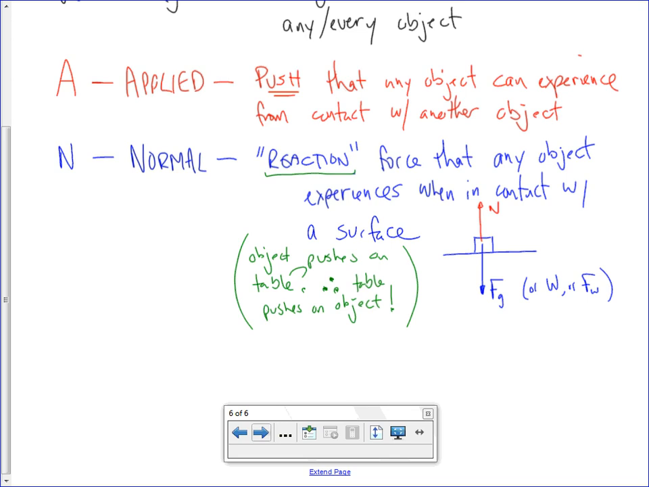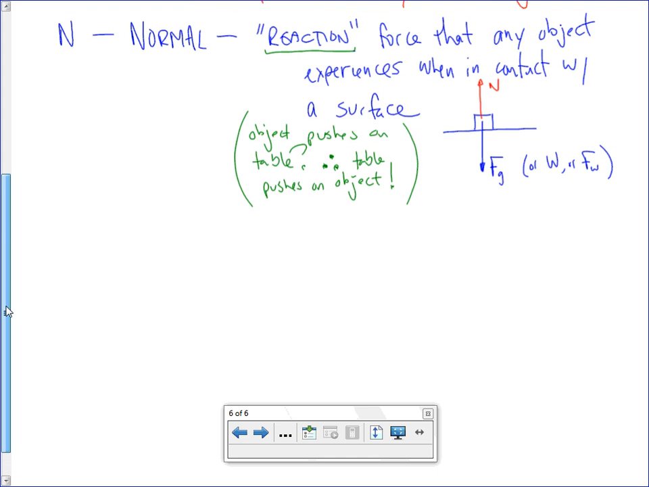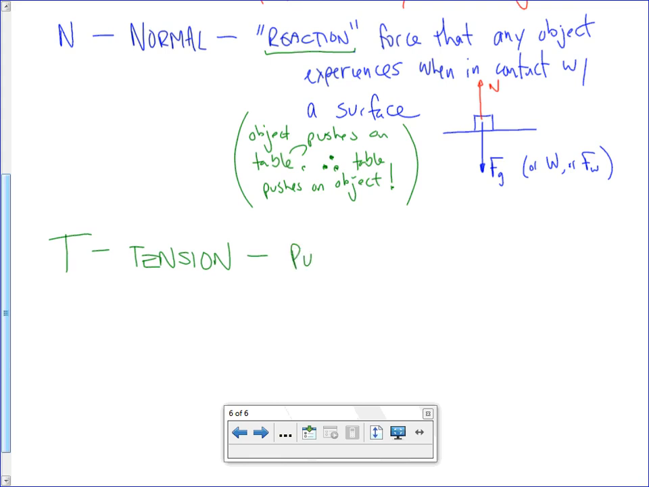Okay. Now, let's see. Next, give me a T. T. The T force is tension. All right? And tension is a pull from a rope, chain, cable, string, anything else, thread, bungee cord. All right?